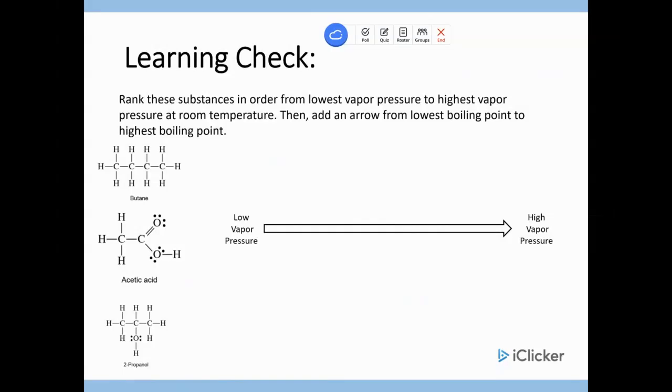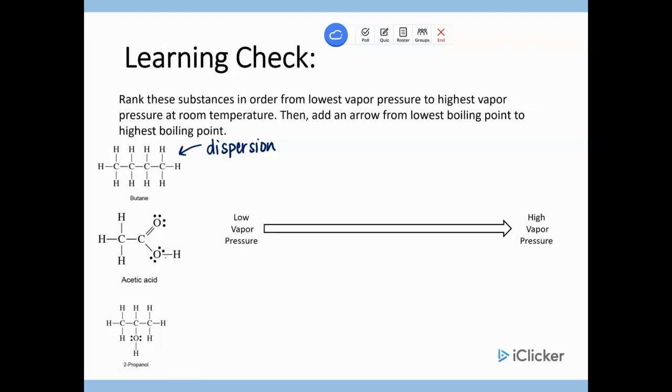So if we're completing this question, we need to consider what intermolecular forces are present between these molecules. So butane is all carbons and hydrogens. Carbon to hydrogen bond is not polar. They have very similar electronegativities. So this is overall a non-polar molecule. I actually just want to write dispersion. So the strongest intermolecular force between butane molecules is dispersion forces.